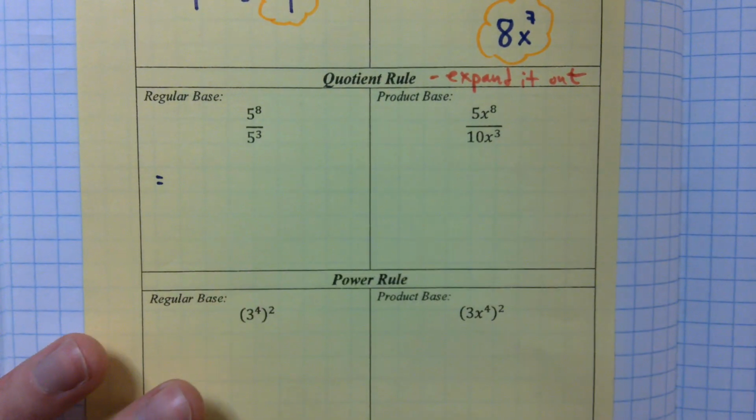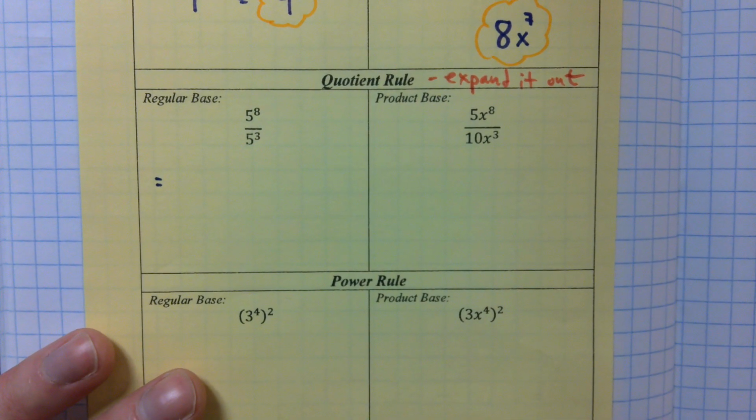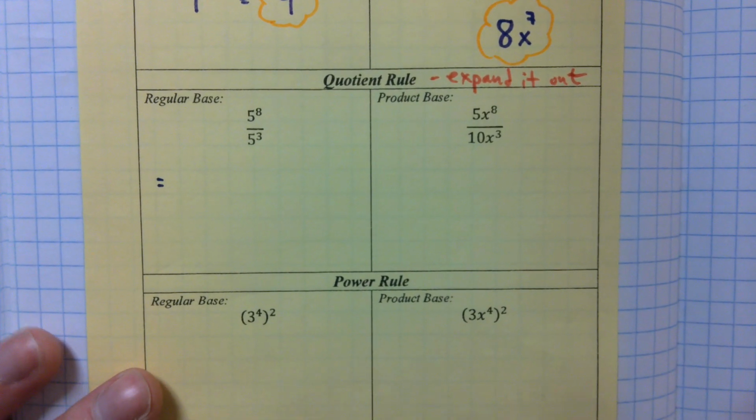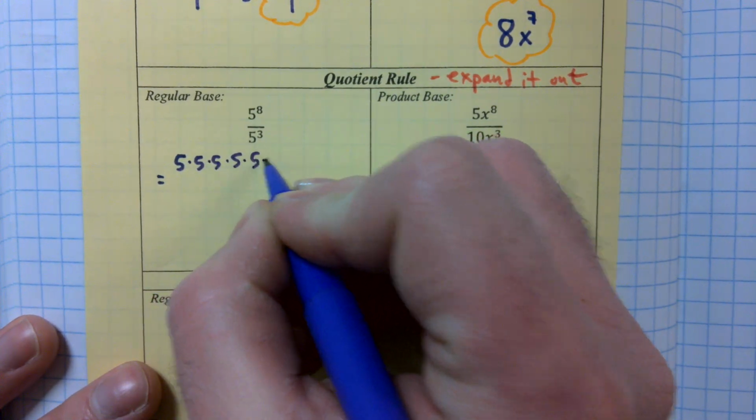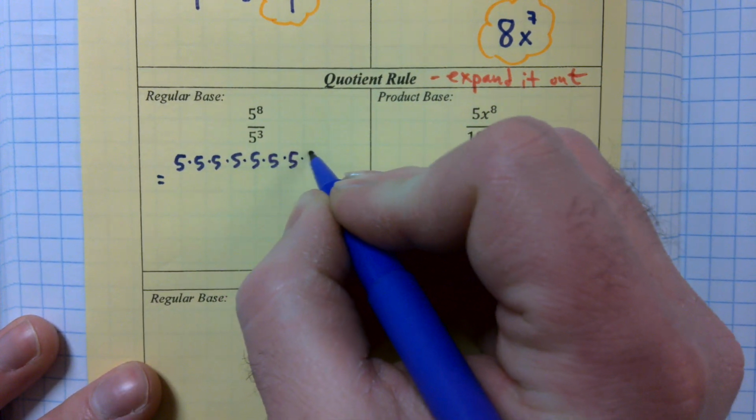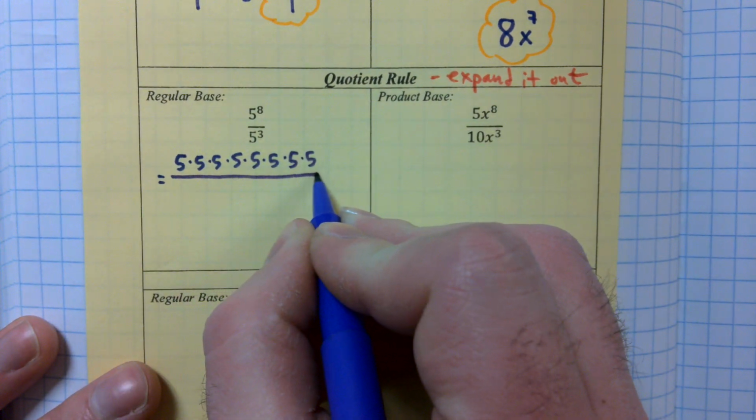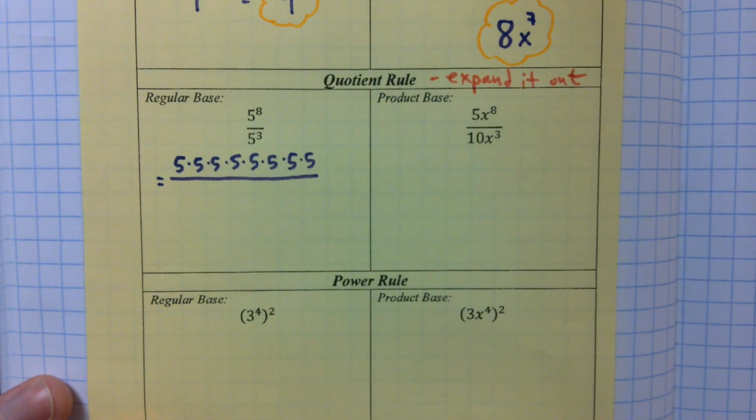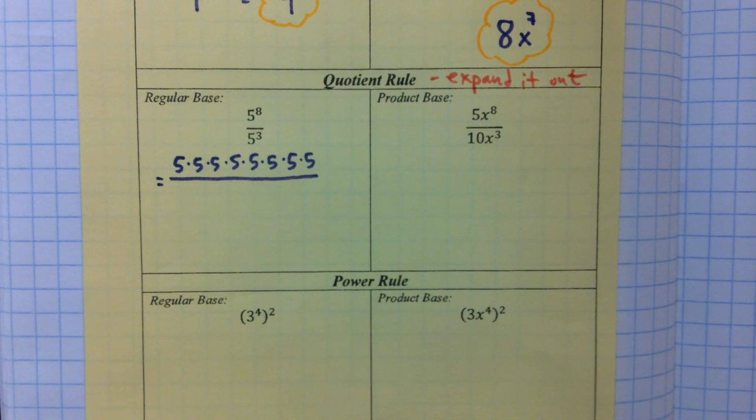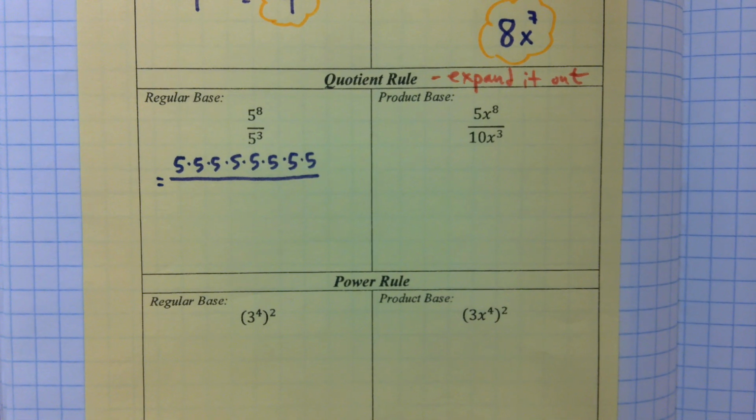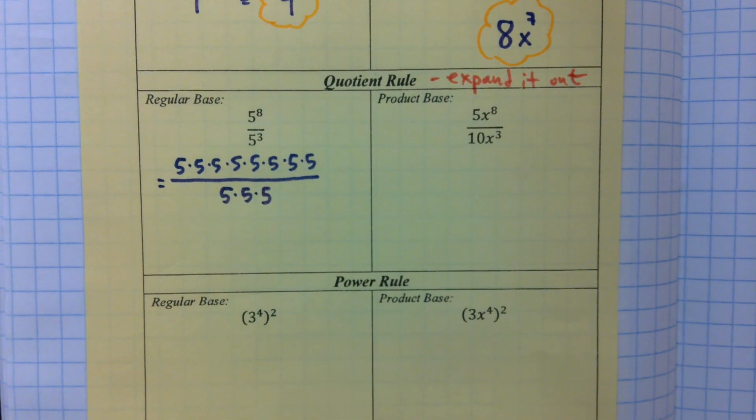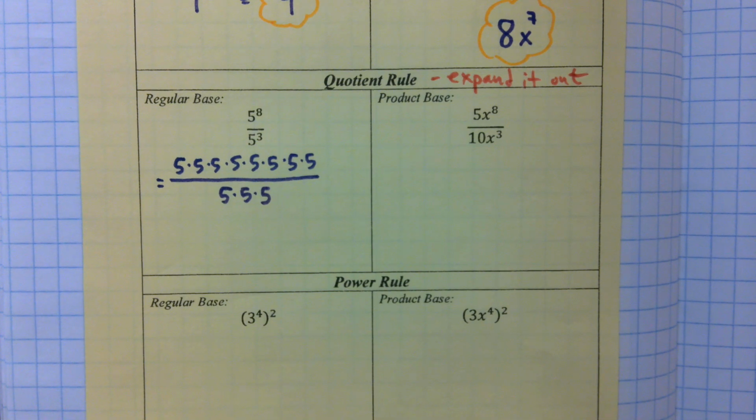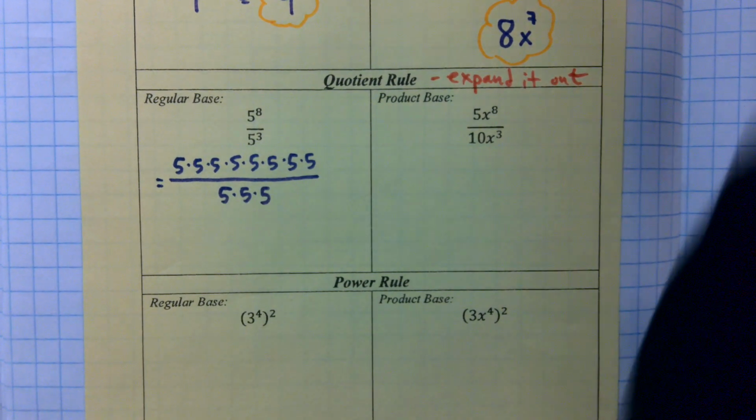If I have 5 to the 8th power, how many times am I going to multiply 5 by itself? 8 times. That's exactly what the exponent tells me. What about if I have 5 to the 3rd? How many times am I going to write out 5 there? 3 times. I'll put it back, hold on.